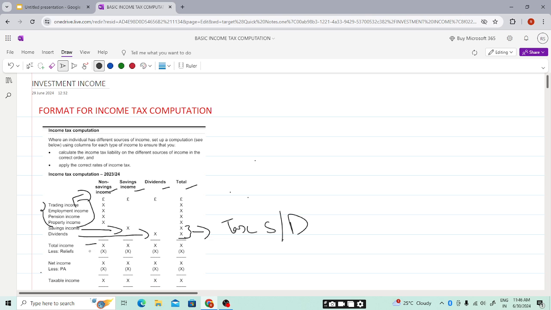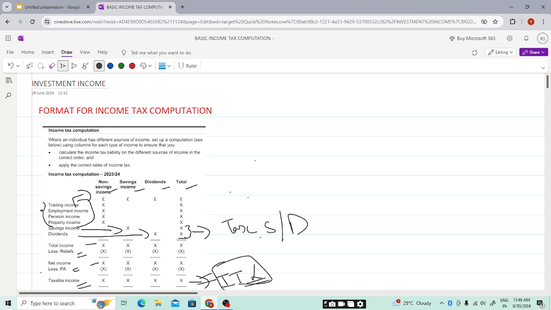From the total income, if we reduce our reliefs, we will get our net income. From the net income we'll reduce our personal allowance to arrive at our taxable income. The total income tax liability is calculated on the taxable income.